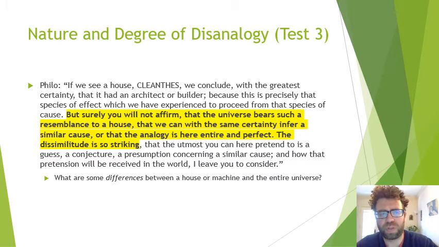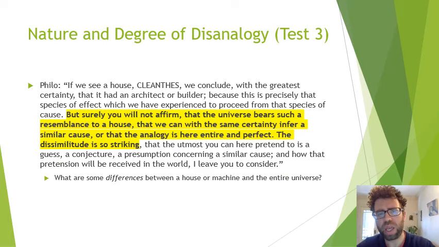The second test. So here now is Philo. Hume wrote this book as a dialogue, so it's basically a debate between different characters. Cleanthes, again, is the one who thinks that the design argument is a good one, a strong one. Here's Philo's objection. And this is the nature and degree of disanalogy test, or test 3.